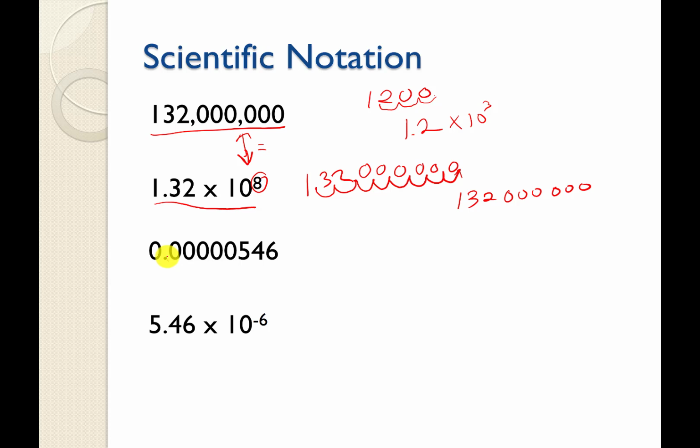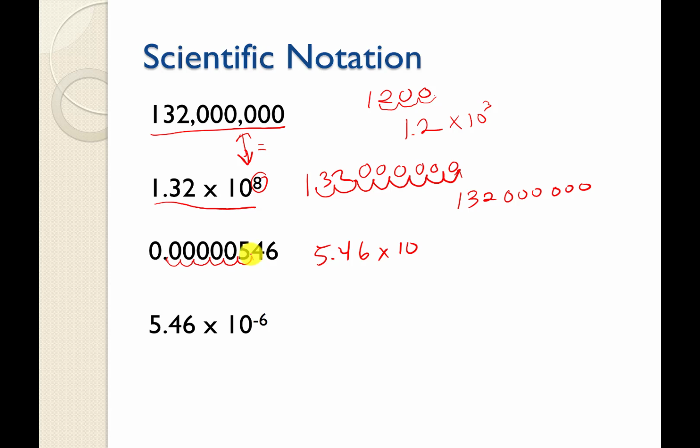Okay, now to make this in scientific notation, we want to move our decimal over. There's once, twice, 3 times, 4 times, 5 times, 6 times. Okay, so we'd come up with 5.46 times 10 to the, now remember, we moved the decimal over how many times? 1, 2, 3, 4, 5, 6. 6 times we moved it.